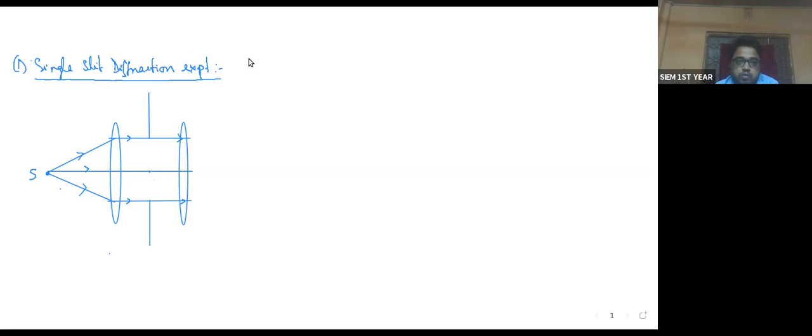So the incident wavefront is now parallel. It's a parallel wavefront, and after refraction also, if there is no diffraction, they will meet at some point on a screen.